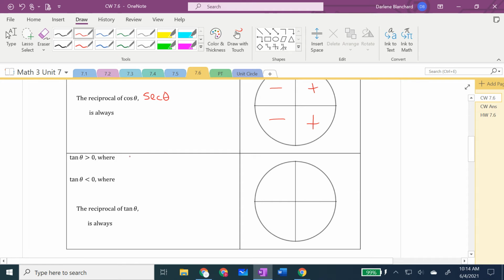And then finally, tangent is sine over cosine, which means that it is y over x. So anywhere that x and y are the same sign, tangent comes out positive. Anywhere they are opposite signed, tangent shows up negative. And the reciprocal of tangent is cotangent. It has the same positive and negative quadrants.